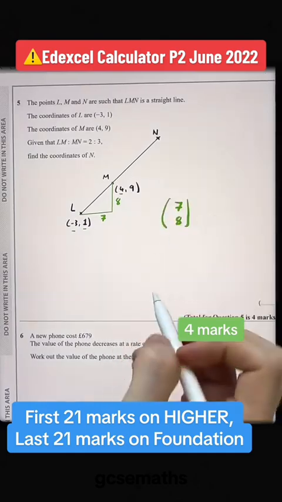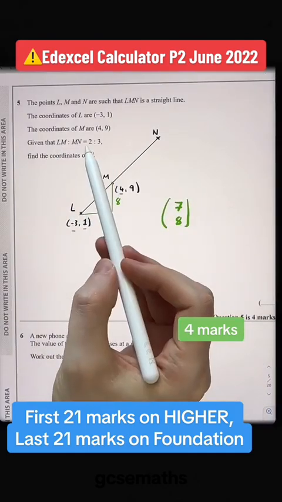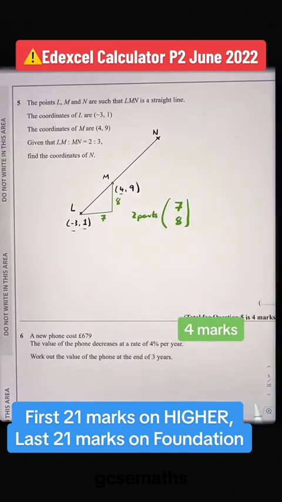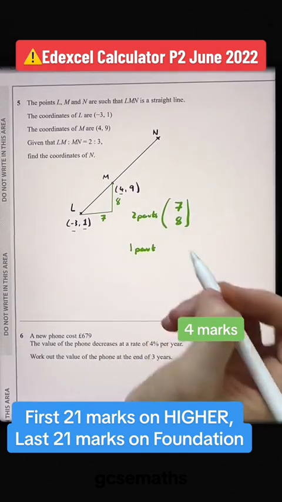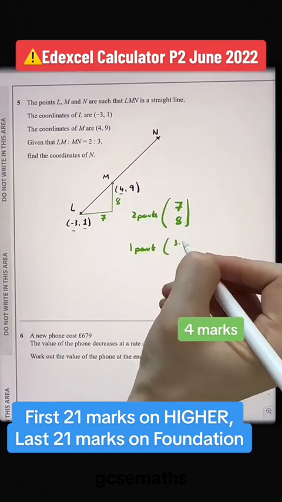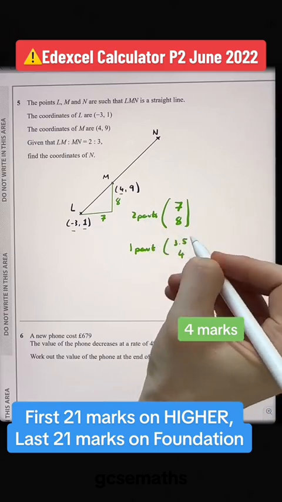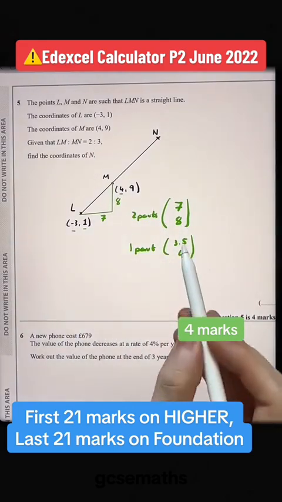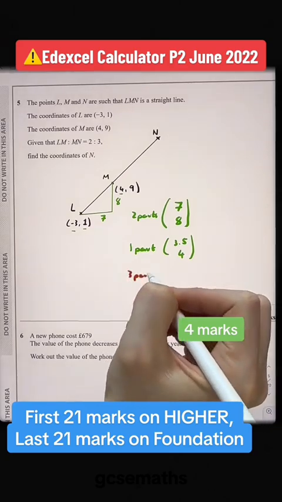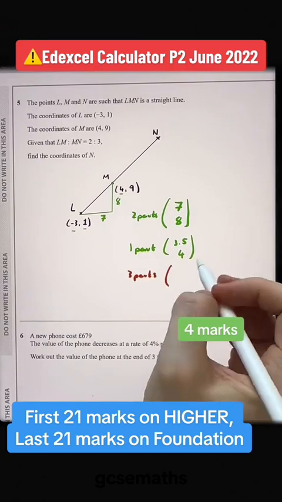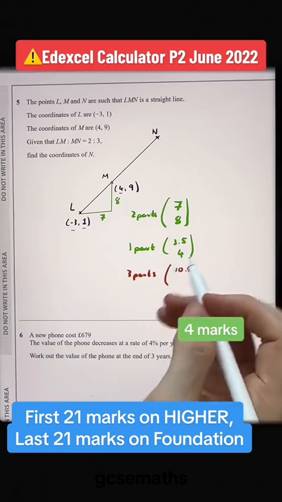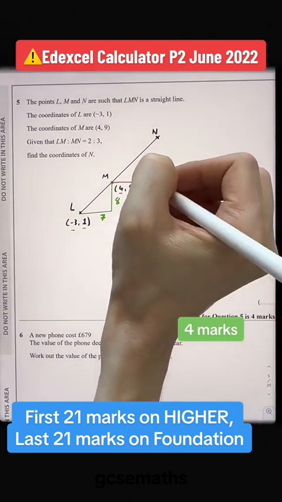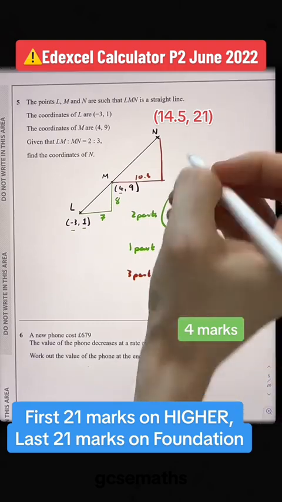Therefore, as a vector, I know from my ratio that L to M is equal to 2 parts to 3. So this part is my 2 parts. If that's 2 parts, to work out 1 part, I can just divide top and bottom by 2. Well, 7 divided by 2 will give us 3.5, and 8 divided by 2 will give us 4. I know the connection between M to N is 3 parts. Therefore, I can multiply this by 3. 3 times 3.5 will give us 10.5, and 3 times 4 will give us 12.